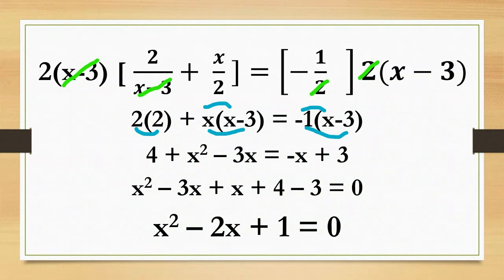Simplify again. So it becomes x squared minus 3x plus 4 minus 3 equals 0. Why? Because we transfer negative x to the left. We also transfer 3 to the left, so that the right member of the equation becomes 0. Then after that, we're going to transform the resulting equation into standard form. So that's why the standard form of the resulting equation is x squared minus 2x plus 1 equals 0.